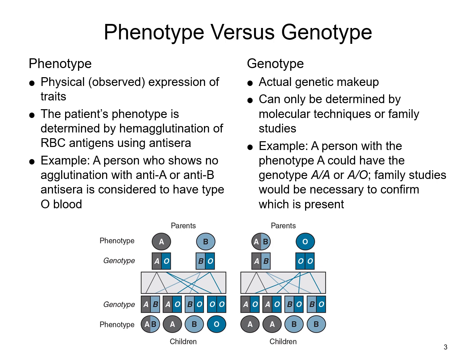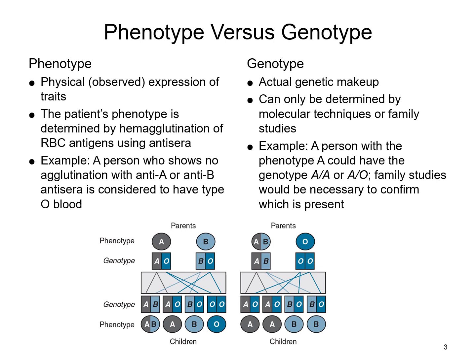With a patient's genotype, this is their actual genetic makeup. We can determine this by molecular techniques or by doing various studies throughout the family to figure out those inheritance patterns. For example, a patient can have a phenotype of A, but genetically they could have an AA genotype or an AO genotype. In order to narrow that down, we would need to do family studies to confirm which of those genotypes is actually present in that patient.